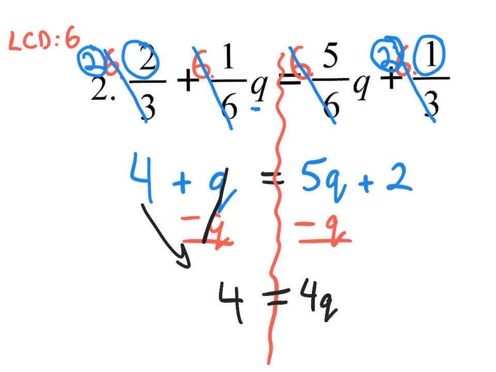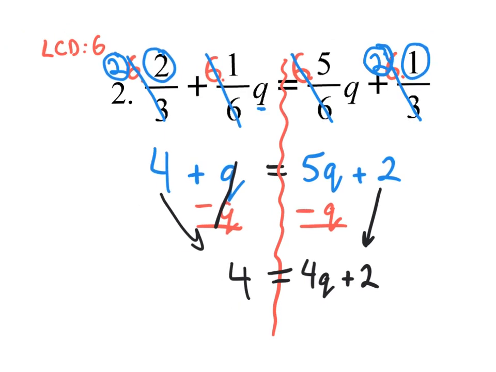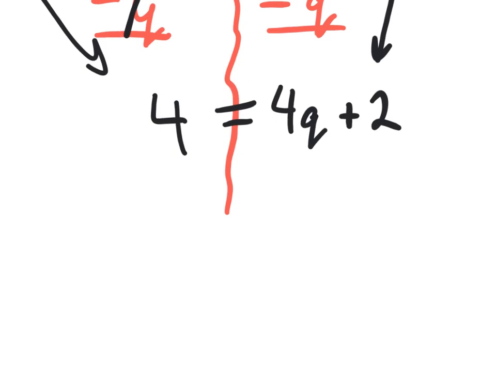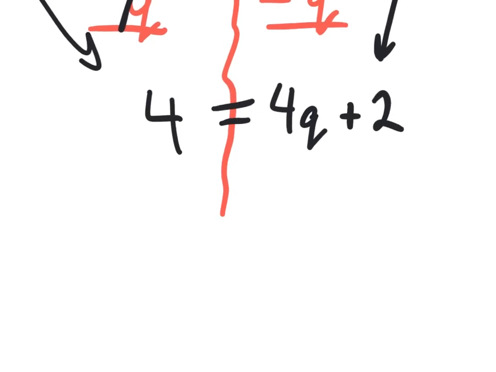And I can't help myself. That sounds like a bad word. 4q. Hey, 4q, man. Okay, no, sorry. Let's bring down this plus 2 right here. I know I've already said that before, 4q. So anyways, we have the q on the right side. Let's get q by itself.